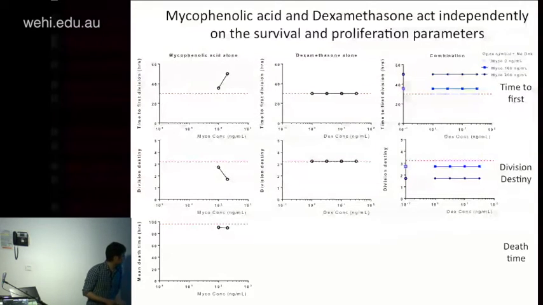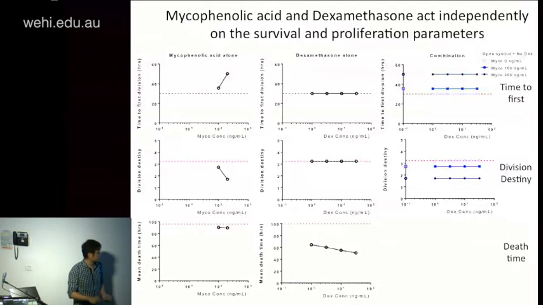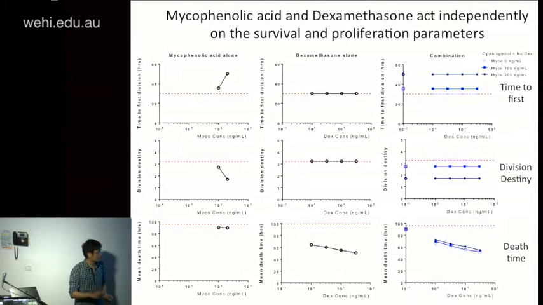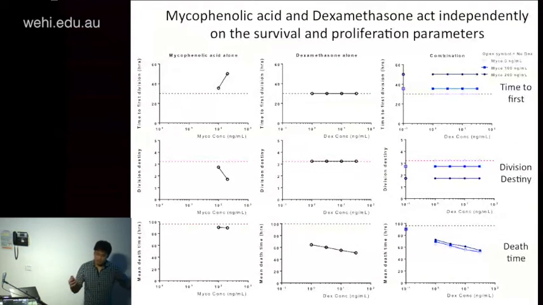If you look at the times to die, this is mycophenolic acid, which has no effect, and dexamethasone, where you get a dose-dependent increase. You can see that in combination, mycophenolic acid does not change the effect of dexamethasone on death. Really nicely, another illustration of two drugs causing different outcomes independently of each other's parameters.